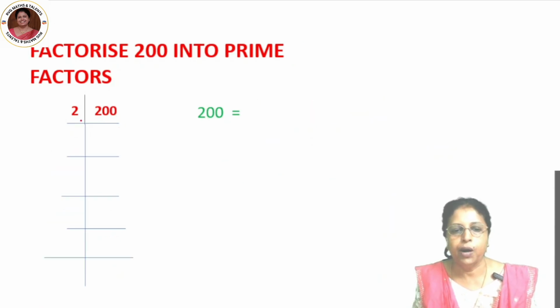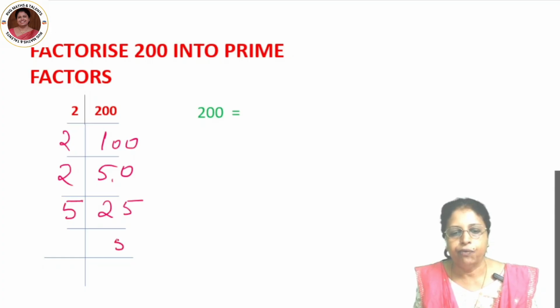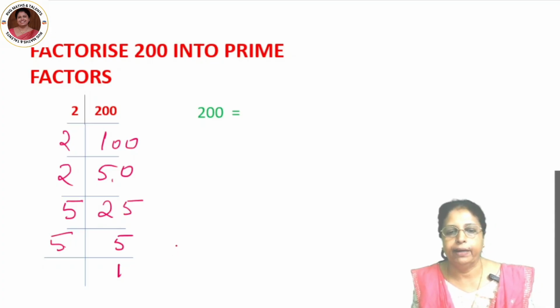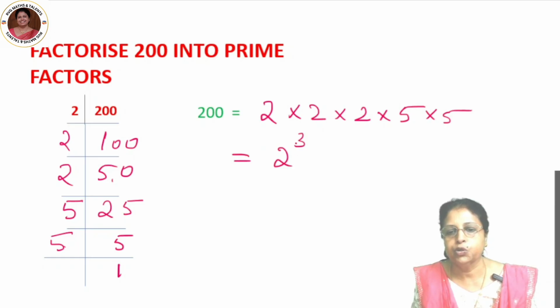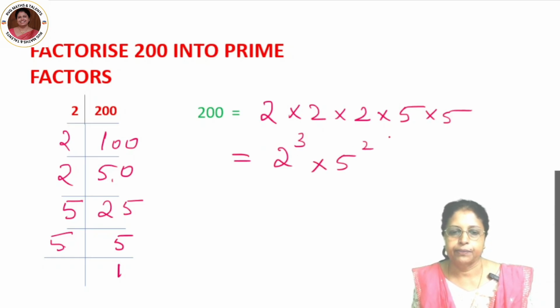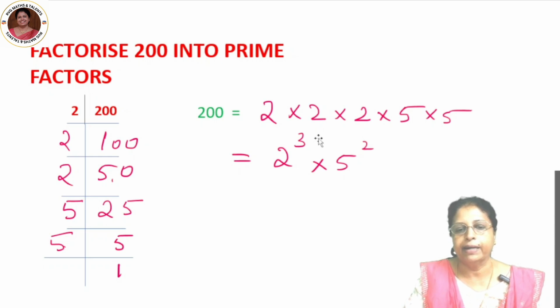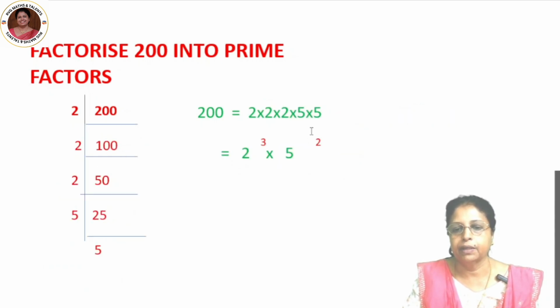See, let us try 200. 200 divided by 2, we will get 100. Again, 2 50s are 100. Then we divide it by 2, we will get 25. Again, we divide it by 5. 5 5s are 25. We divide it by 5, then we get 1. So what are the prime factors of 200? 2 times 2 times 2 times 5 times 5. So you can say 2 cube times 5 square. So these are the prime factors of 200. We have seen this.